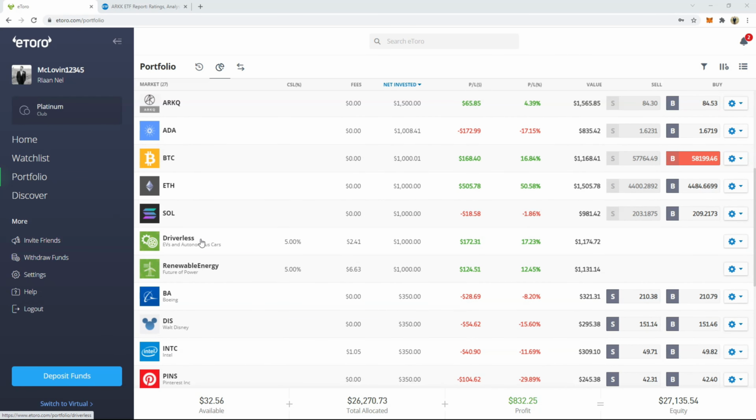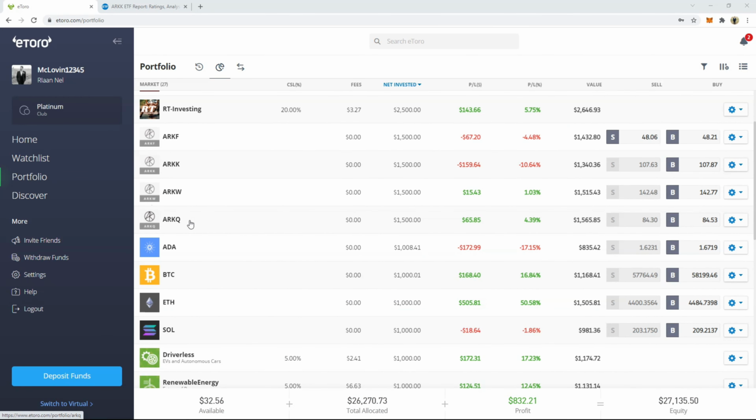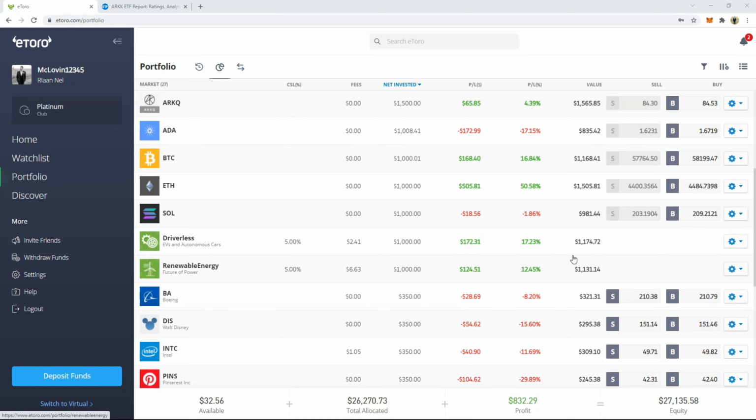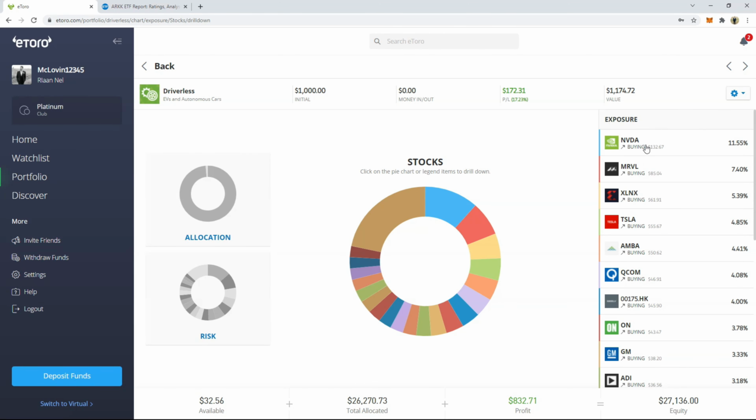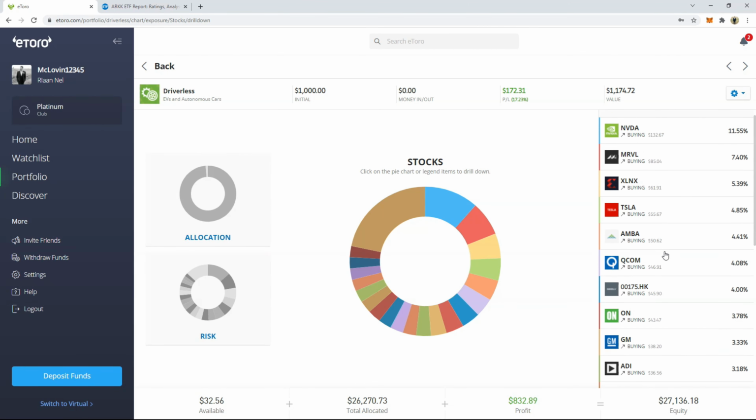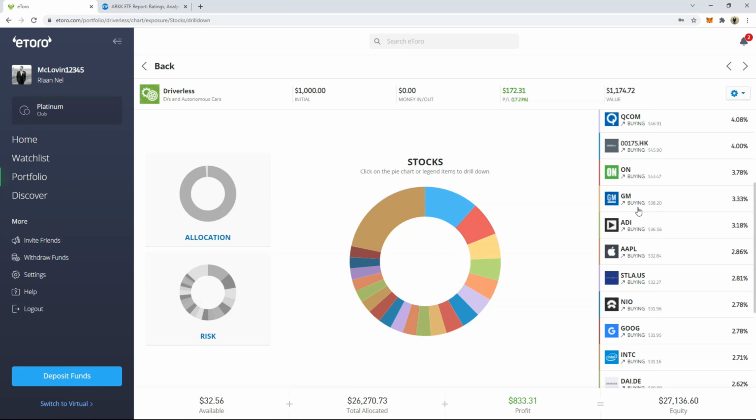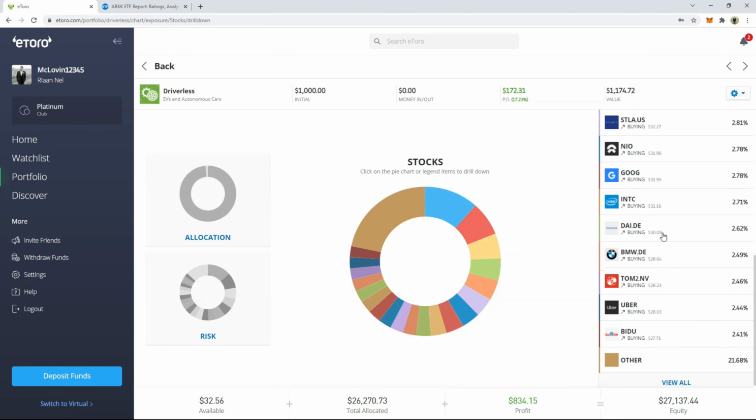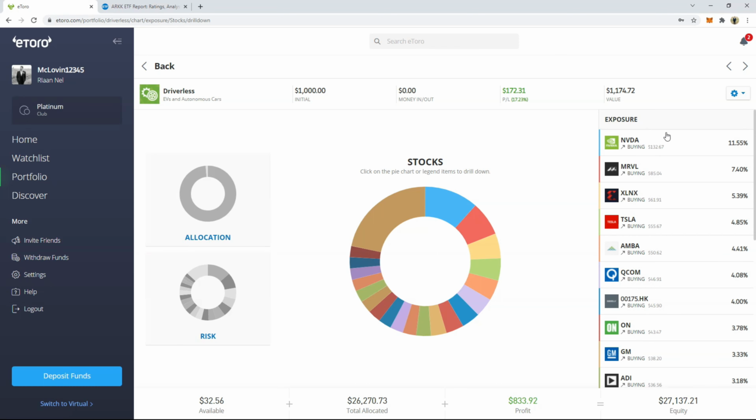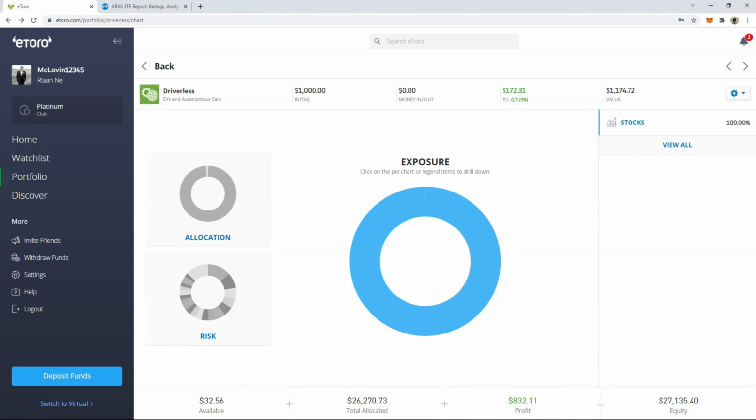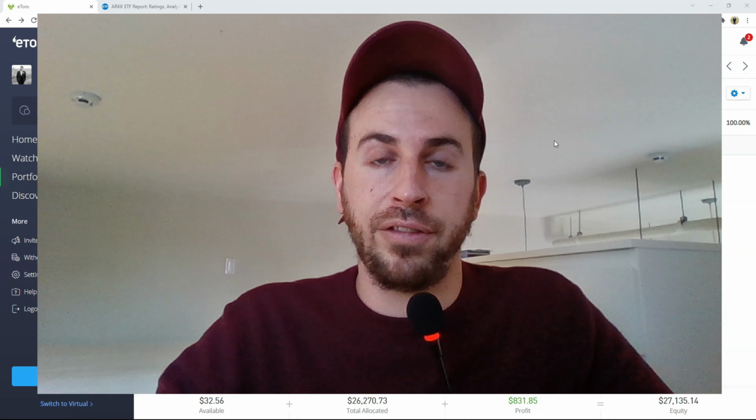And then also I'm invested in, so this is ARK's version of the autonomous. This is eToro's version. Now this is awesome. This is the driverless copy portfolio. So if you look at the stocks that they are buying into, they're buying into NVIDIA, Tesla, General Motors, Apple, Google, Intel, BMW, Uber, TomTom, like all of these companies that they have exposure into. So this is awesome. This is kind of like an actively managed ETF.